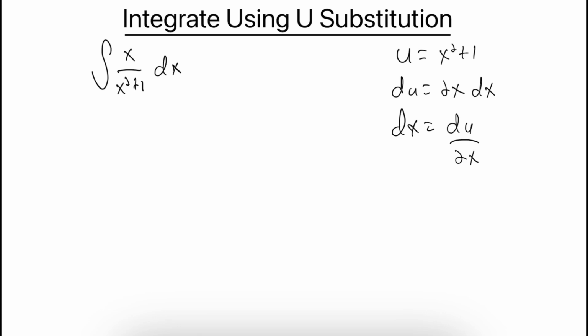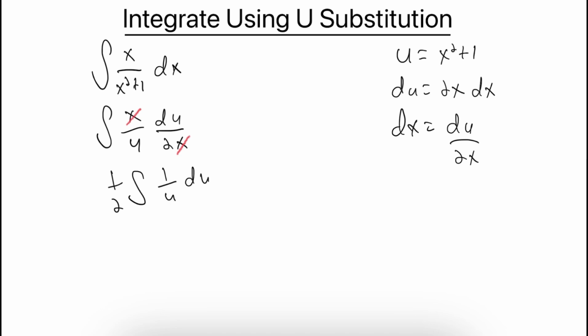So now we'll swap in our u and our dx. So we have integral of x over u du over 2x. So now our x's are going to cancel, and our 2 is going to move out to the front. So we have 1 over 2, because this is on the bottom, times the integral of 1 over u du.